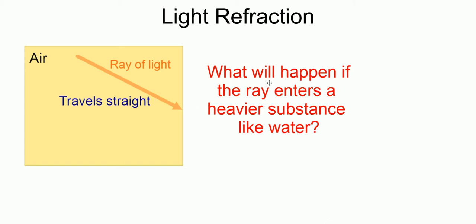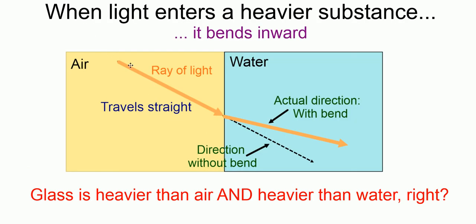Now, what will happen if the ray enters a heavier substance like water? I'm going to put water here next. Watch what I do. Now it comes down here, and at that point, it leaves from air into water. This is heavier, right? Water is heavier than air. What happened? Did it go in the same direction? No, it bent inward, didn't it? Yes, going from the lighter air to the heavier water caused the light to bend. This is the direction it would have gone if it hadn't bent. Here's the actual direction it would have bent, inward.